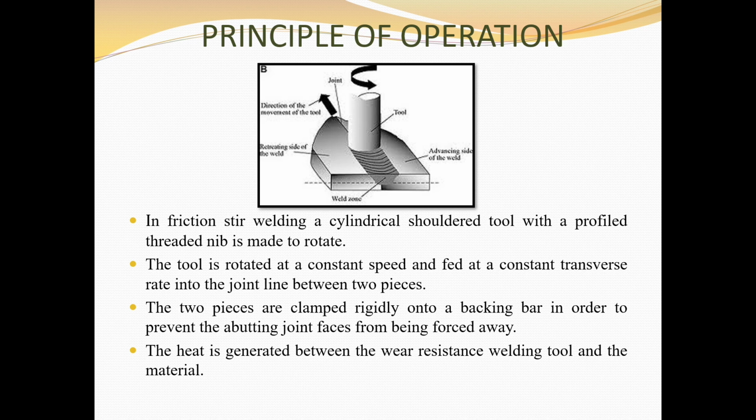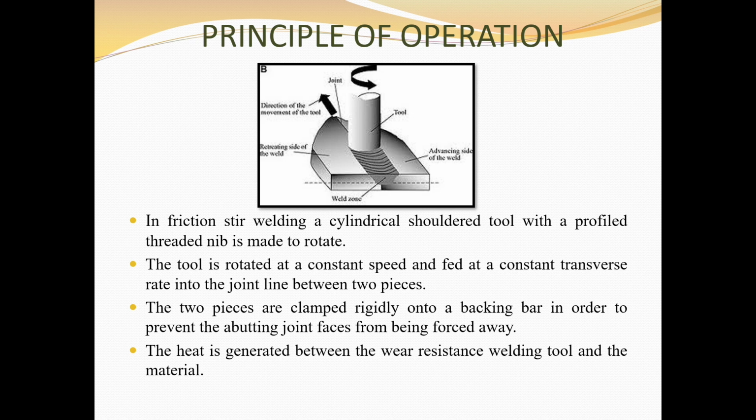In friction stir welding, a cylindrical shoulder tool with a profiled threaded nib is made to rotate. The tool is rotated at a constant speed and fed at a constant transverse rate into the joint line between the two pieces. The two pieces are clamped rigidly onto a backing bar in order to prevent the abutting joint faces from being forced away.